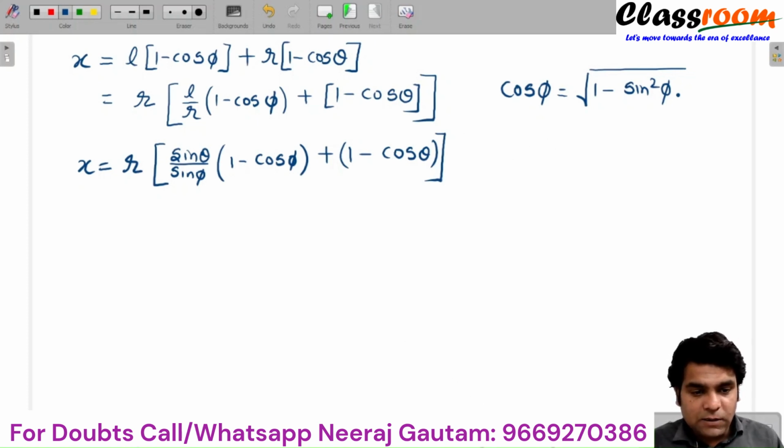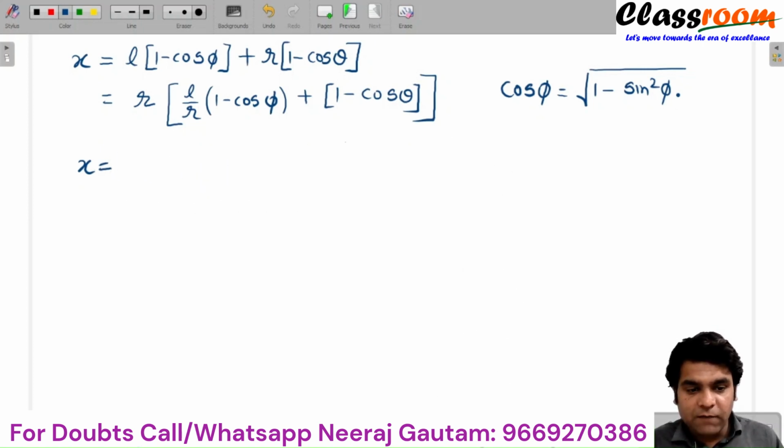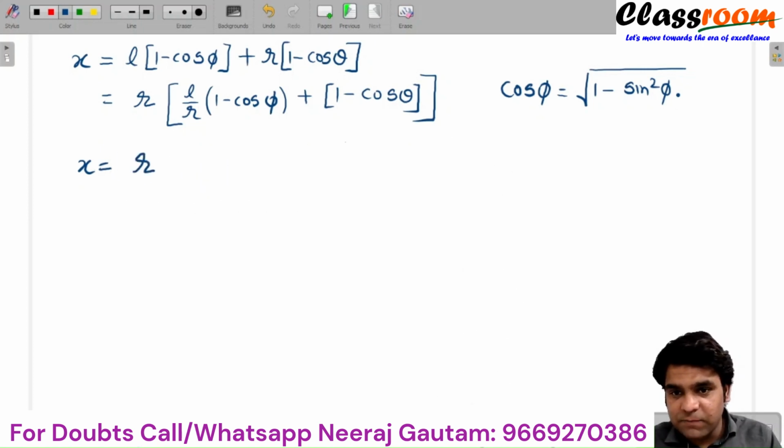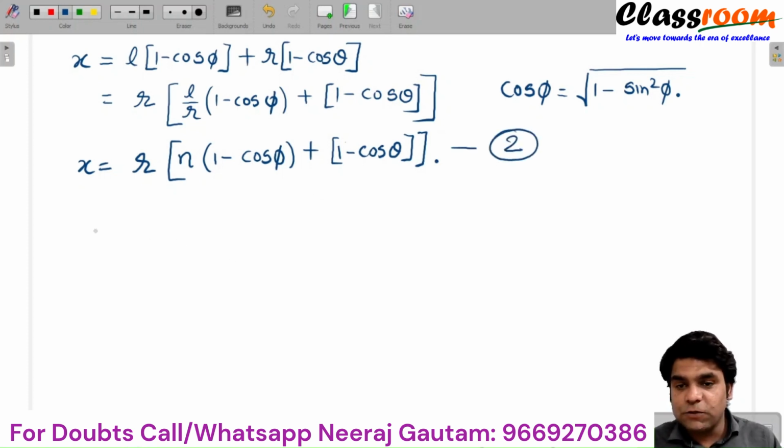So I will not do it here. Here I will simply write R times the L by R ratio as n, 1 minus cos of phi plus 1 minus cos of theta, and place it as equation 2.